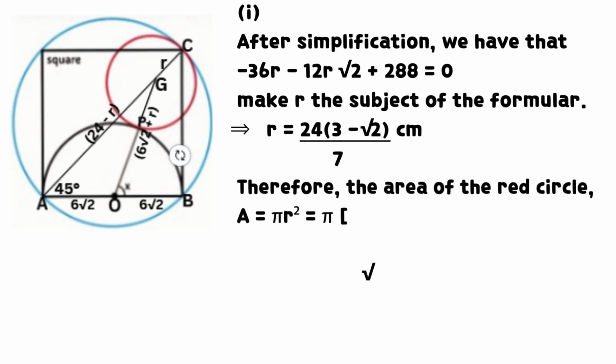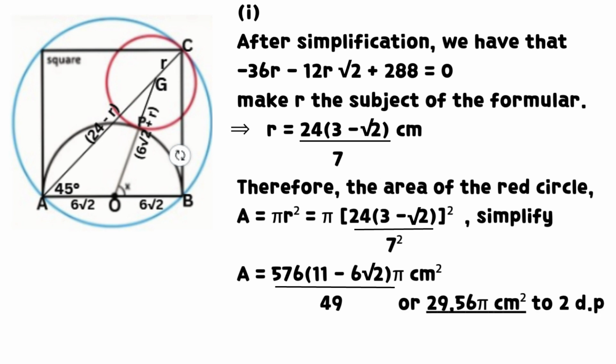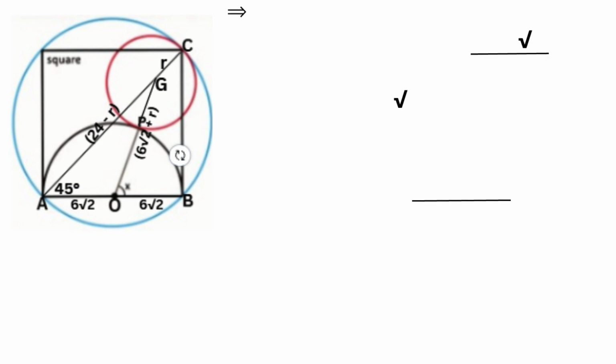We can now find the area of the red circle. Therefore, the area of the red circle, A, equals the product of pi and the square of small r, which equals the product of pi and the square of 24 times, in bracket, 3 minus the square root of 2, all divided by the square of 7. Simplify the result and we have that the required area A of the inscribed red circle equals the product of 576 and 11 minus 6 times the square root of 2 times pi, all divided by 49, in square centimeters, or 29.56 times pi, in square centimeters to 2 decimal places.